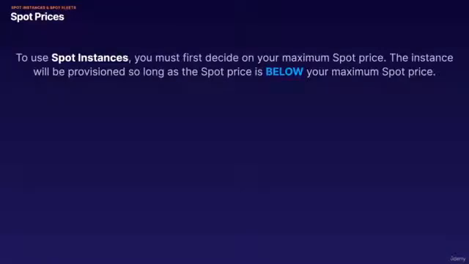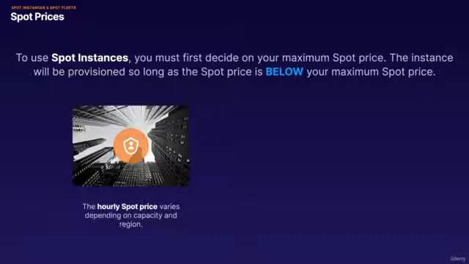So the way spot instances work is you have a spot price and you basically decide on your maximum spot price, and the instance is going to be provisioned so long as the spot price is below your maximum spot price. So essentially it's kind of like the stock market in the way that it moves up and down, up and down, up and down. And so the hourly spot price is going to vary depending on the capacity and the region.